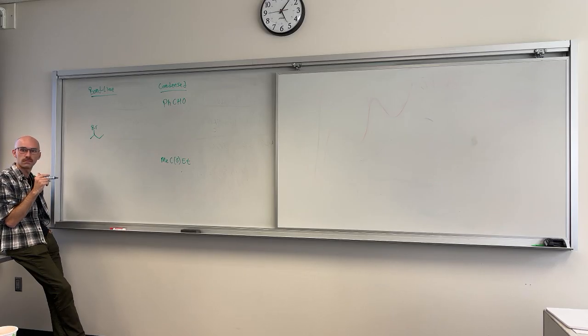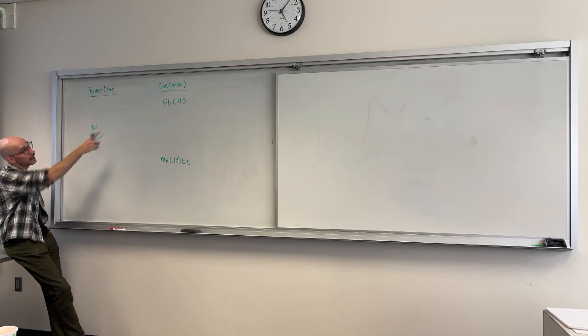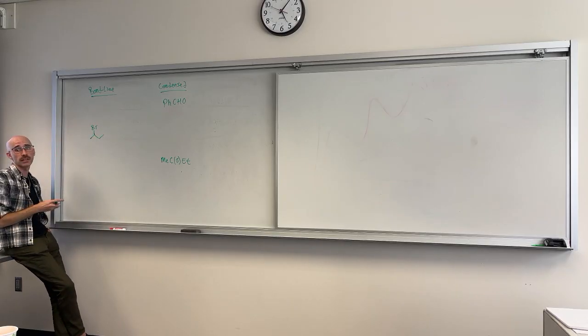Draw the ring, or do you want to just write Ph? Yeah, that's condensed, so make sure you're drawing its bond line. Draw the ring.